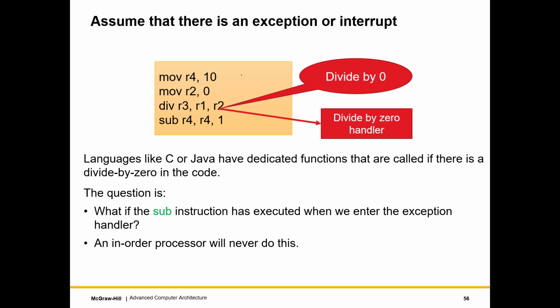So assume that there is an exception or interrupt. So assume here we divide by 0. So whenever we have a division instruction, we can have a divide by 0 problem. So then there are several options. One is that the program can crash.